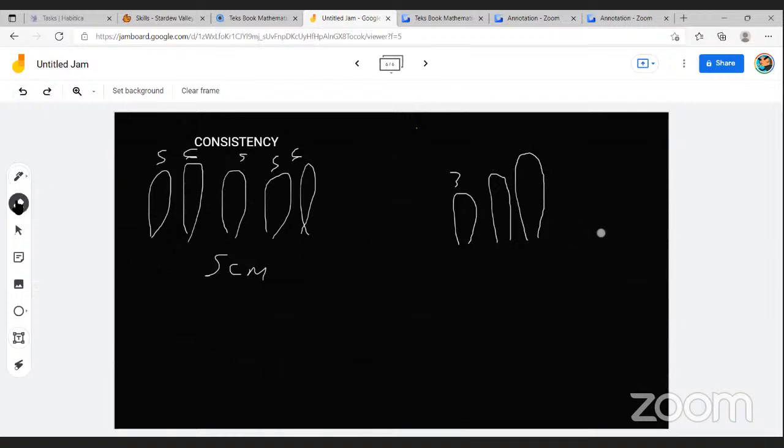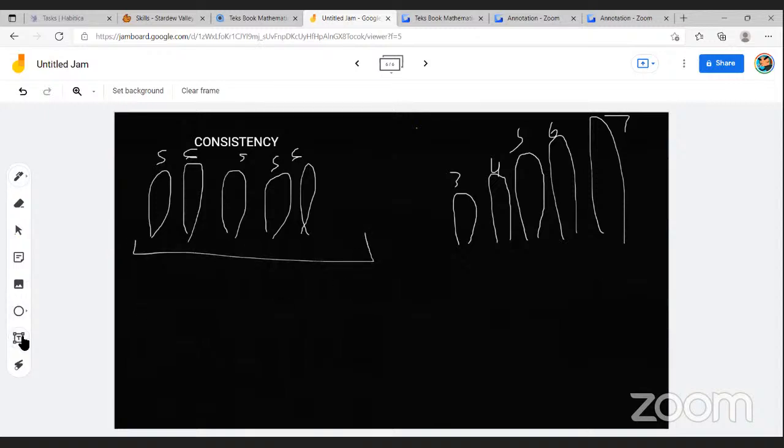3, 4, 5, 6 and then 7. Okay, so let's say I ask you to find the mean. What would the mean of the first set be? What would the mean length of the petal be? 5. Yeah, 5. Because if you take all these 5 and divide by 5, the average is still 5 cm. The mean length is 5.